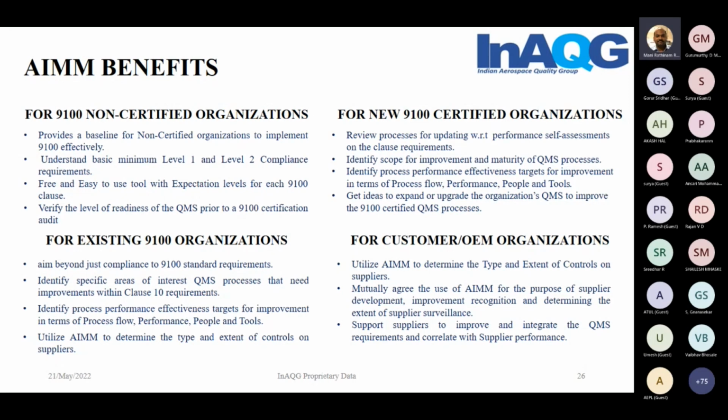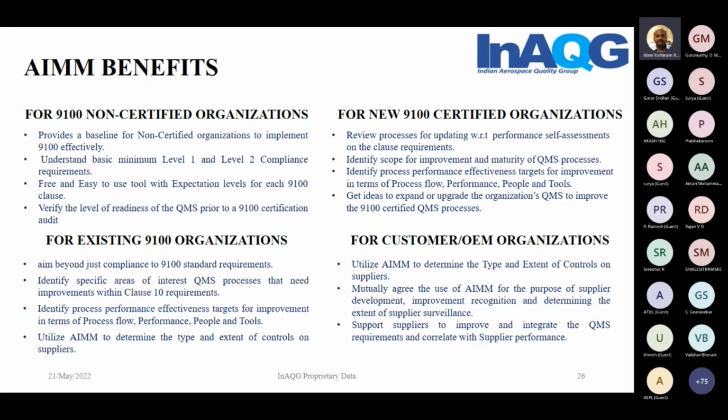And it is free for them. They don't have to be in the OASIS to use that. And they can also verify their level of readiness before going for the 9100 external audit. For newly 9100 certified organizations, you can see how you have met the minimum requirements, and how you can improve on that, and how you can make your process much better by creating process flows, trainings, performance KPIs, and using IT tools, development, all these things. And how you can create the QMS to meet all the product realization processes and customer requirements.